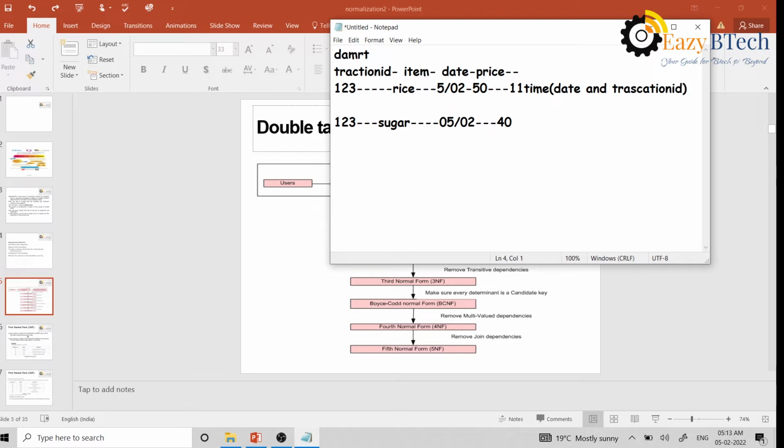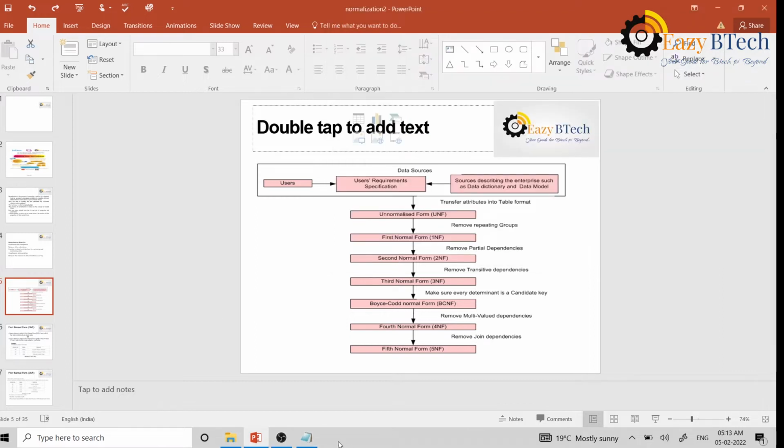To overcome this problem, we divide into two tables. This is called dividing. When we are dividing, we put transaction ID and date in one table. The other has item, price, and transaction ID. Here we only have to write transaction ID and date. Based on the best way, we can divide it. This process is called normalization.